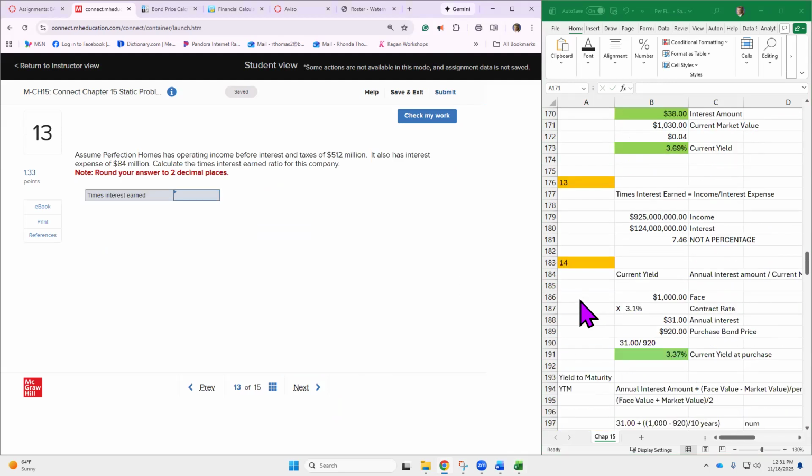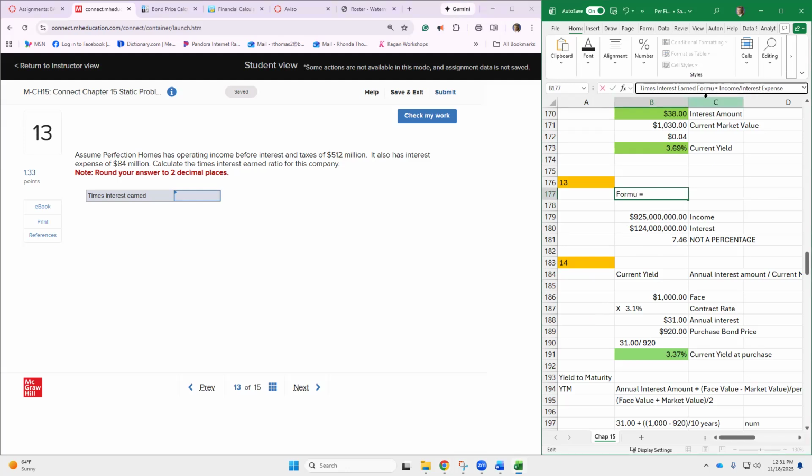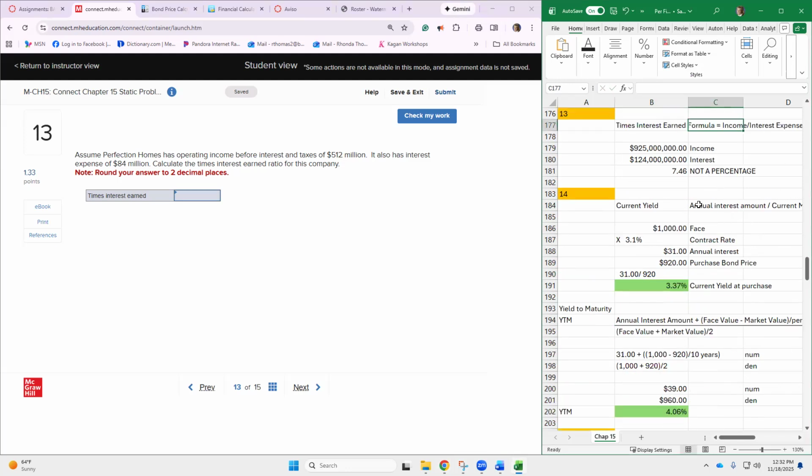Okay, number 13. This is actually a calculated formula. It's called times interest earned. You're going to calculate it. There's a formula for it, and I have it here in the spreadsheet. I'm going to put the word formula equals. Okay, so formula: it is your income divided by your interest expense.